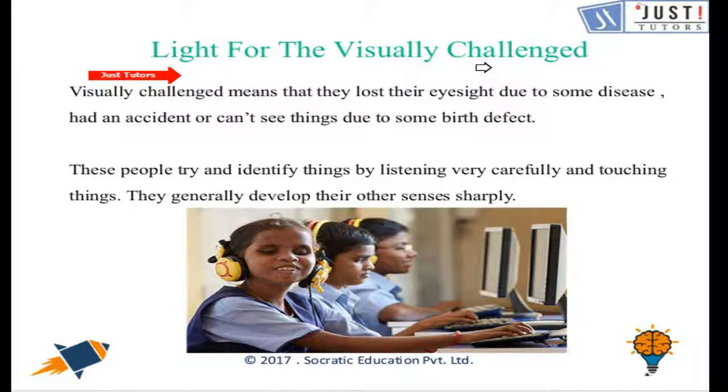Light for the visually challenged. Visually challenged means that they lost their eyesight due to some disease, had an accident, or can't see things due to some birth defect. These people try to identify things by listening very carefully and touching things. They generally develop their other senses very sharply.